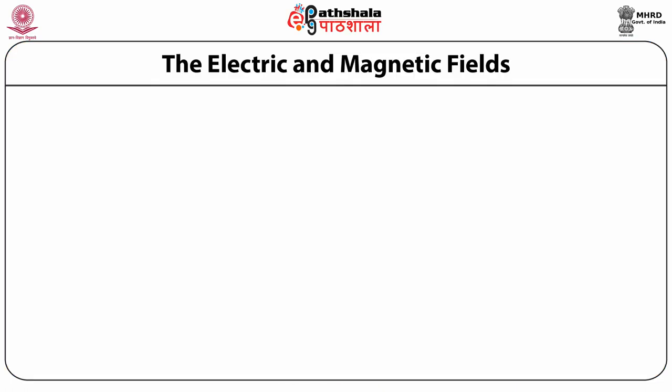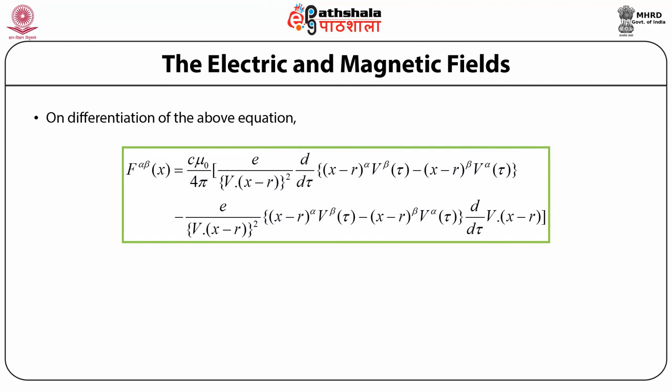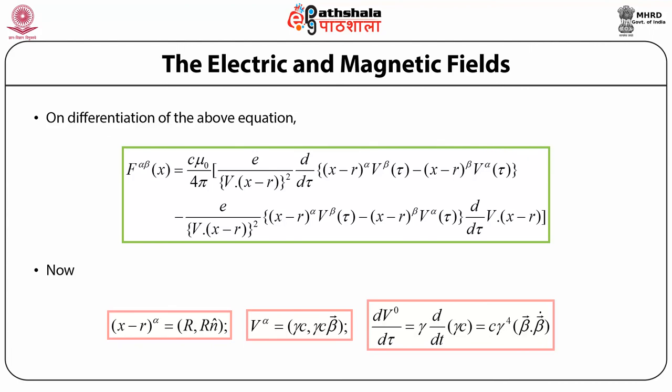To obtain the results in a non-covariant but more familiar form, we will perform the differentiation of the above equations and we get F_αβ(x) = (c μ0/4π) e/(v·(x−r))² d/dτ[(x−r)_α v_β(τ) − (x−r)_β v_α(τ)] − e/(v·(x−r))² [(x−r)_α v_β(τ) − (x−r)_β v_α(τ)] d/dτ(v·(x−r)). So now (x−r)^α = (R, R n̂) and v^α = (γc, γcβ).